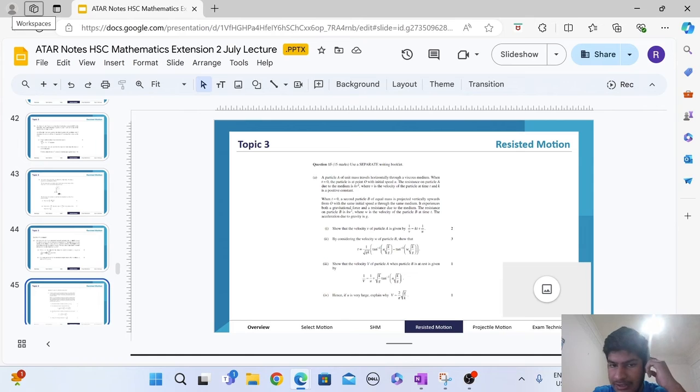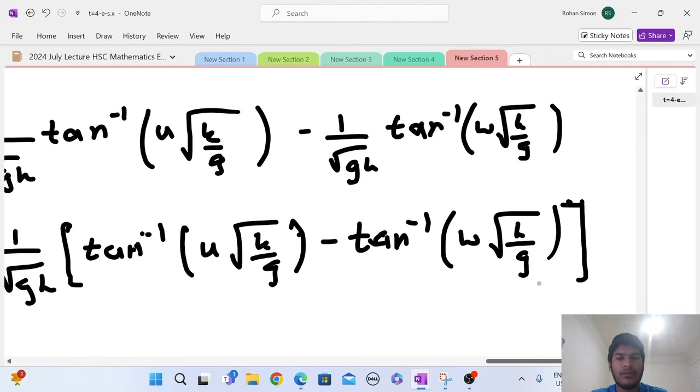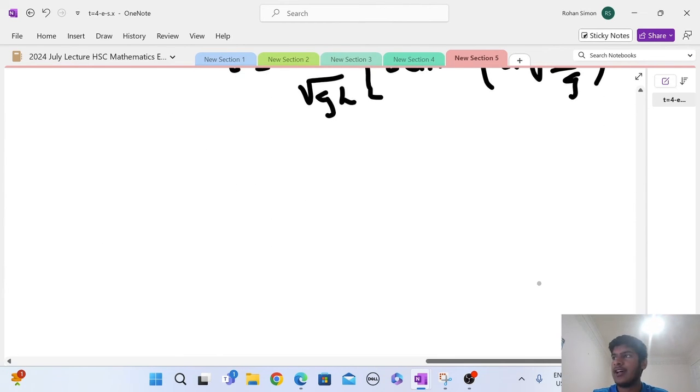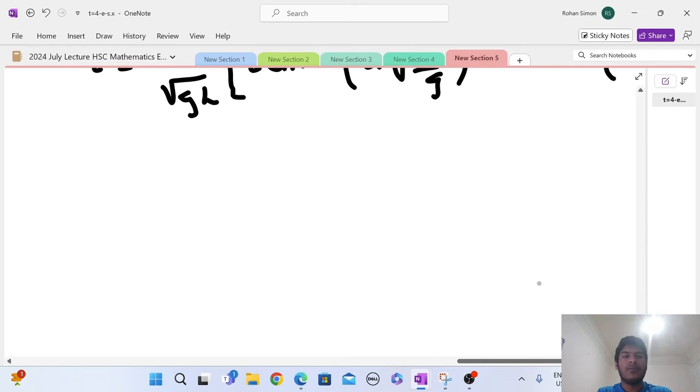Part 3 says show that the velocity of the particle A when particle B is at rest is given by that. Okay, it's an interesting question. So when particle B is at rest, we're asked to find the velocity of particle A, right? So if particle B is at rest, that means that w equals 0, right? So if w equals 0, let's see what that gives us in terms of our time expression.